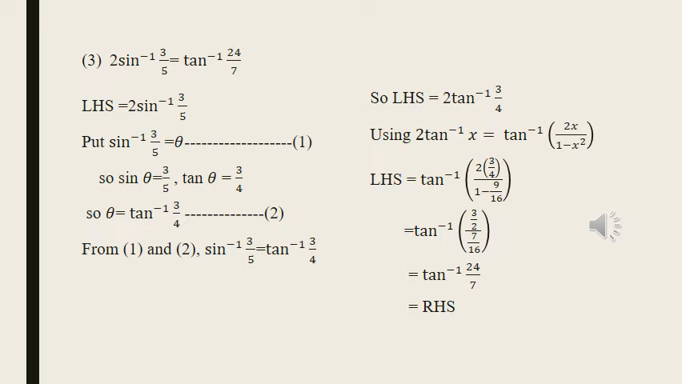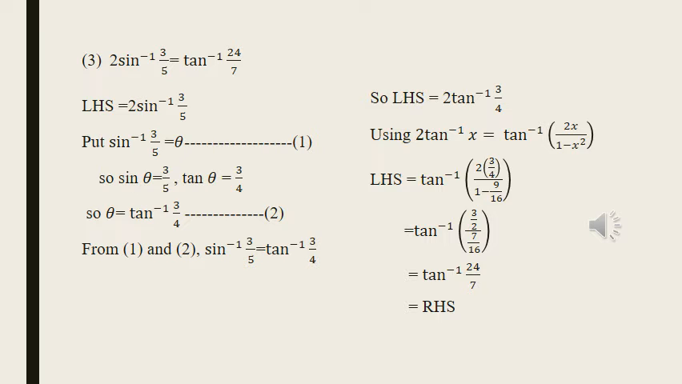Question number 3. This is a proving question. Prove that 2 sin inverse 3 by 5 equals tan inverse 24 by 7. Look at the left hand side. Left hand side is 2 sin inverse 3 by 5, and we need the answer in terms of tan inverse, tan inverse 24 by 7.